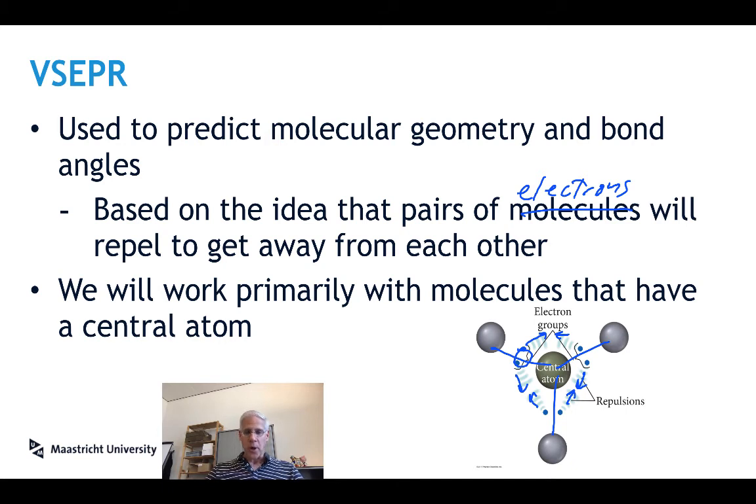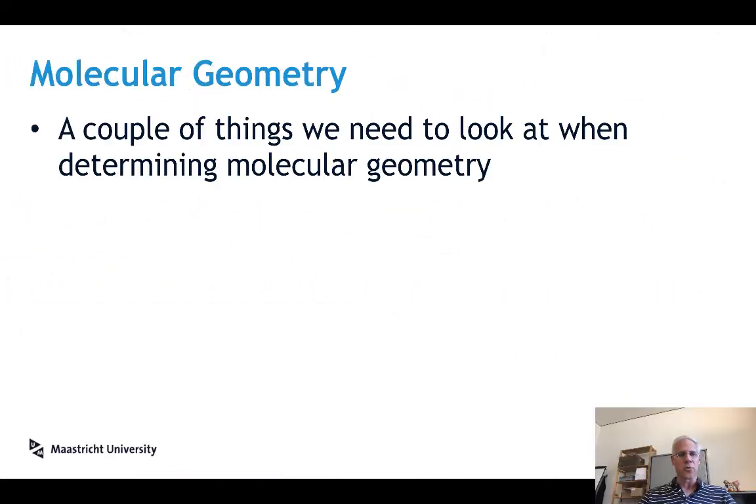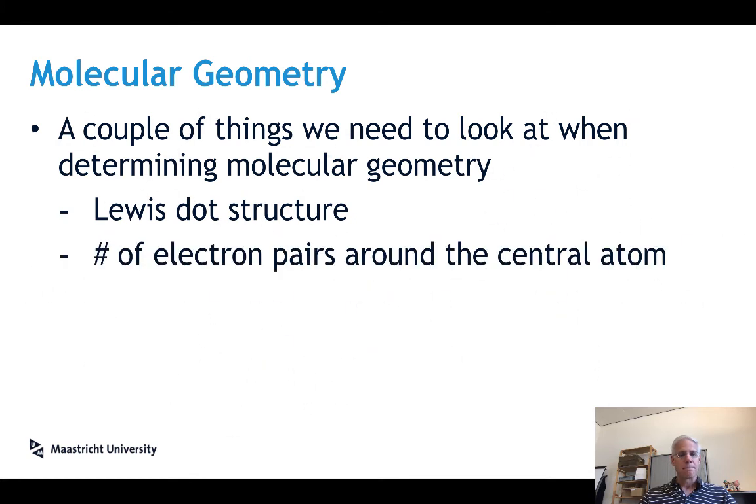Now, we're going to work primarily with molecules that just have a single central atom. It can get more complex than that, and I'll show you a couple of examples as we go along that are a little bit more complex. For now, we're just going to work with the one central atom. So some things we need to look at when determining molecular geometry. First thing we need is a proper Lewis dot structure. Then we need to count up the number of electron pairs around the central atom.